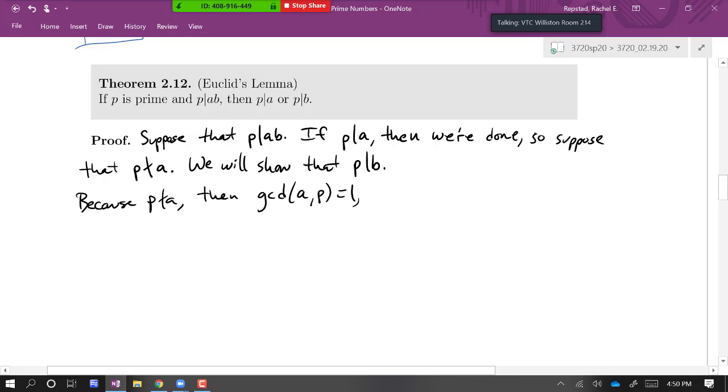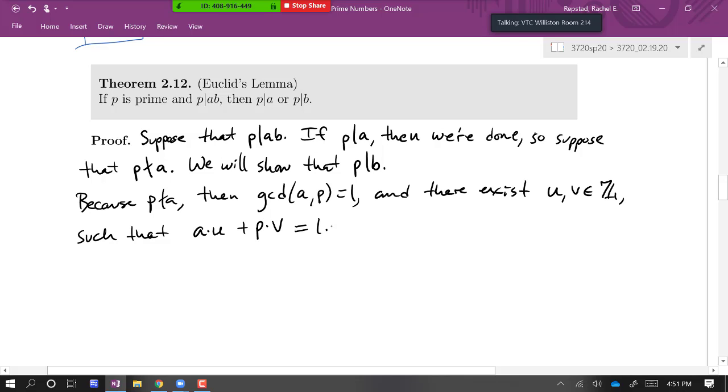And now we're going to use that result that we talked a lot about in the last section. We can find integers and write 1 as a linear combination of A and P. So we can find integers U and V such that A times U plus P times V is equal to 1. Now we have an equation, and that's a pretty good spot to be in.